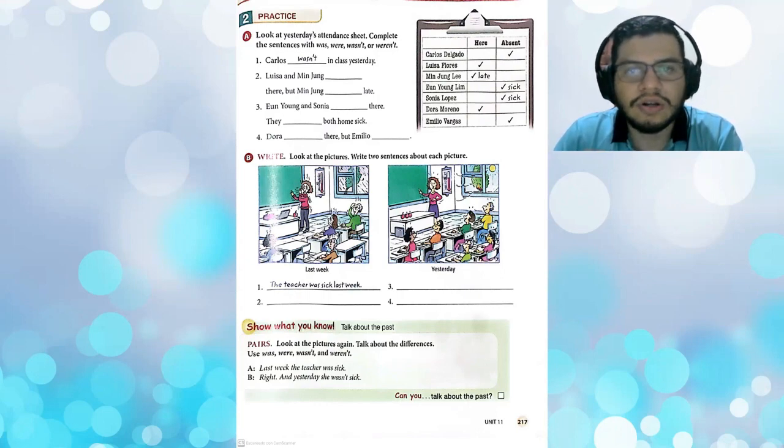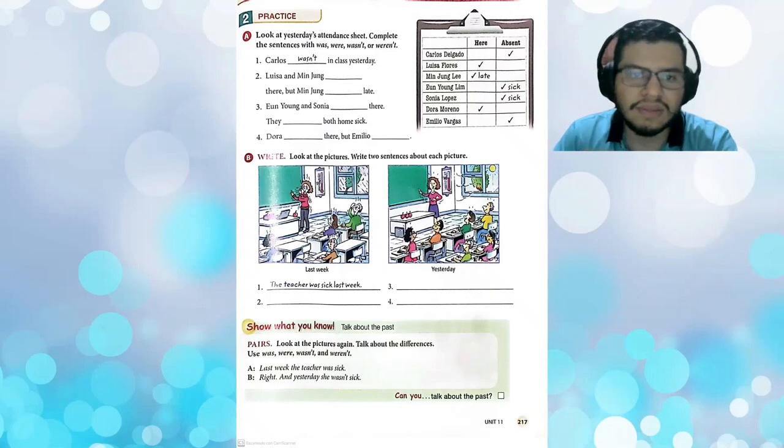Luisa and Min John were there. Look at this, were there, but Min John was late. Luisa y Min John estaban tarde, por eso es were, porque estamos hablando de ellos. Pero specifically Min John was late. Min John estaba en clase, no estuvo ausente, pero llegó tarde.